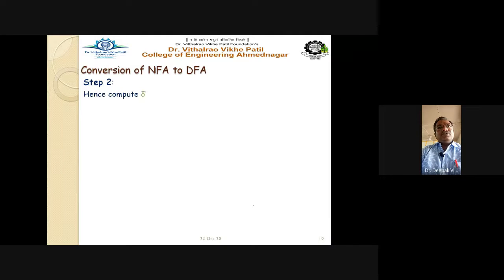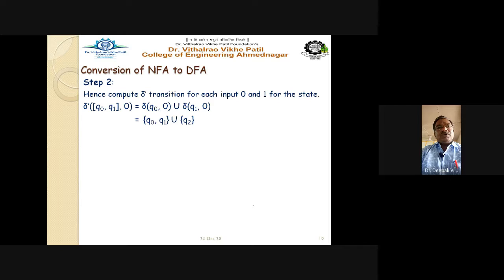Step number 2, compute delta dash transition for each input 0 and 1 for the state. So delta dash of [Q0, Q1] comma 0 is equal to delta of Q0 comma 0 union delta of Q1 comma 0. Q0 on 0 goes to Q0 Q1, union, and delta Q1 on 0 goes to Q2 state.